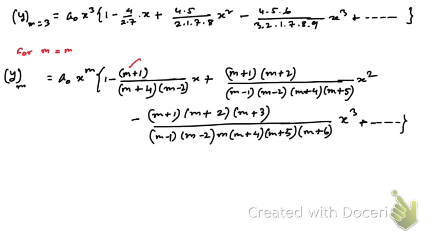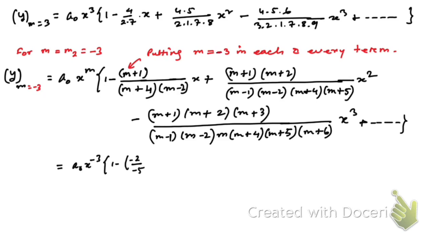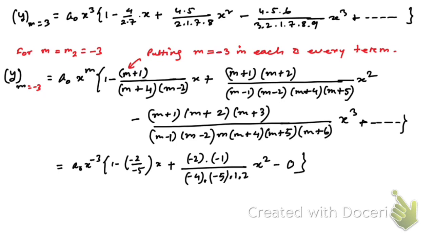Now putting m is equal to minus 3 in every term. Now if you put m is equal to minus 3, then what you will get? If you put minus 3, then you're going to get this result. So I'm not going to explain this. I hope you can do this because you are a student of B.Sc. Just simply put the value of m is equal to minus 3, then you're going to have this answer. Very simple thing. So this is the solution you're going to have.